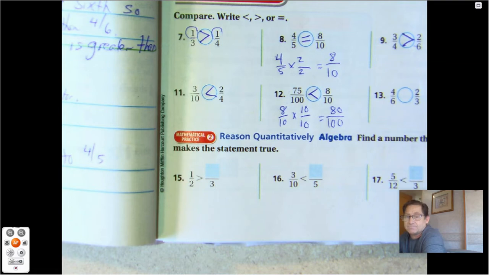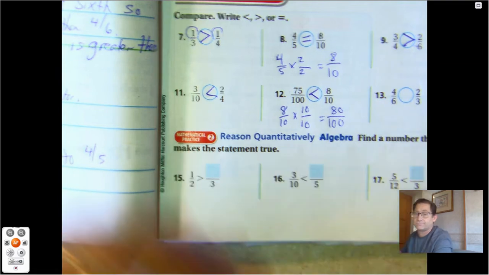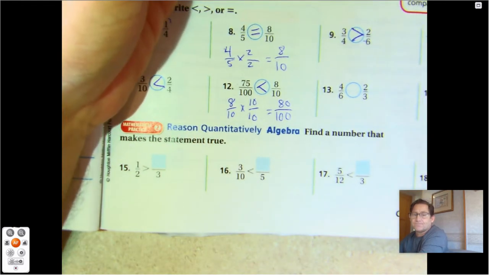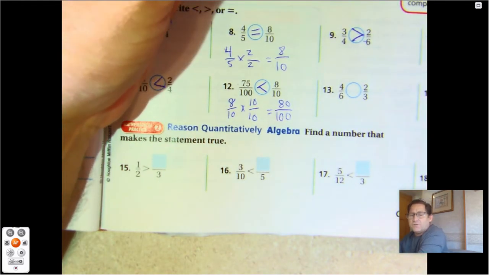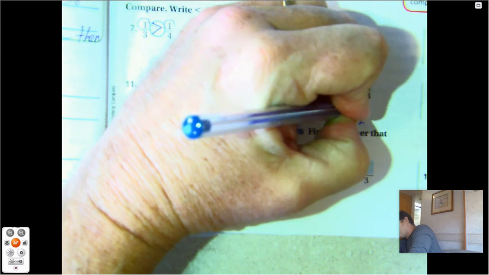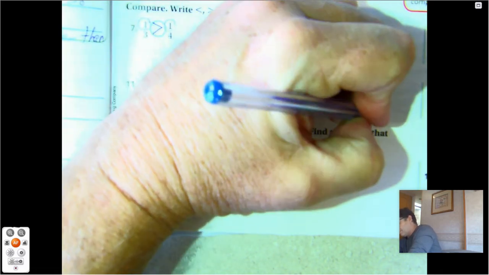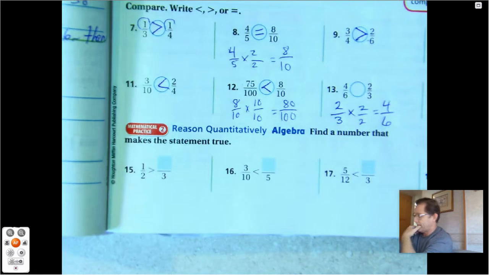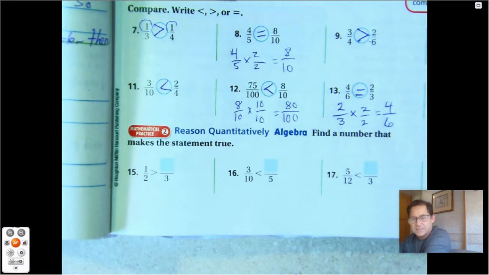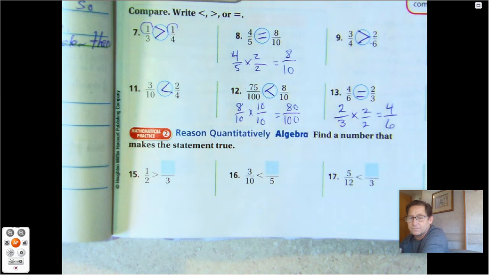Okay. 4/6, 2/3. Well, I'm going to use common denominators here. I could have used common numerators. Okay, so we have 4/6, 4/6. Oh, those are equal to each other. I guess I could have used simplify too. I could use simplest form for 4/6.